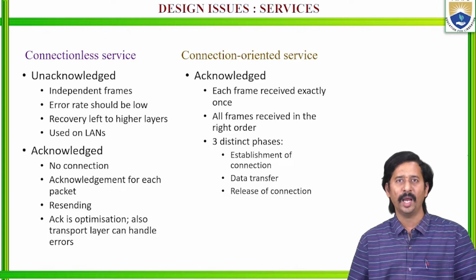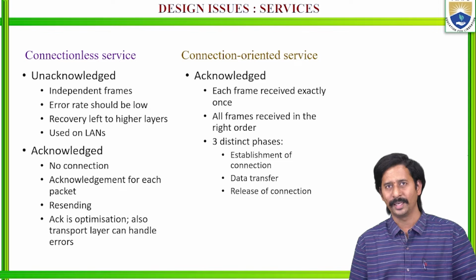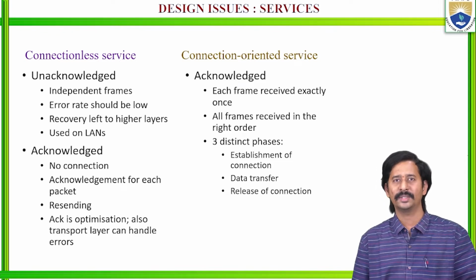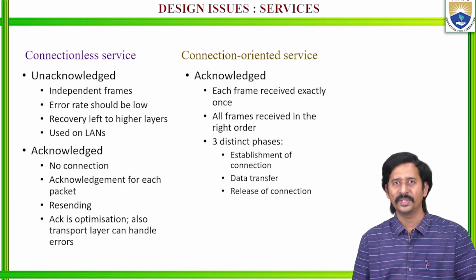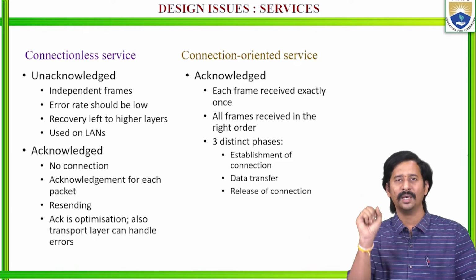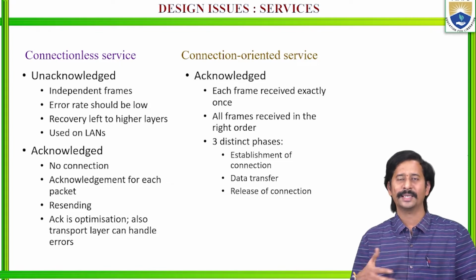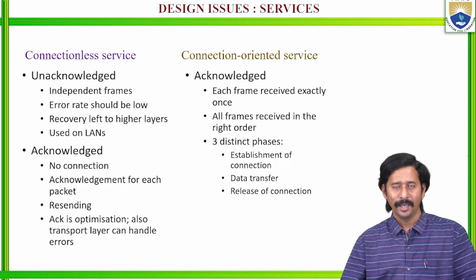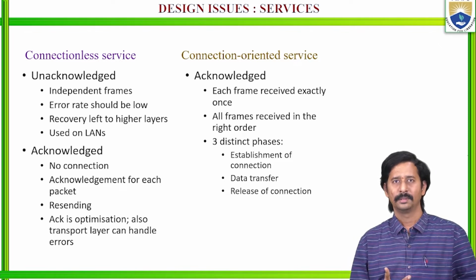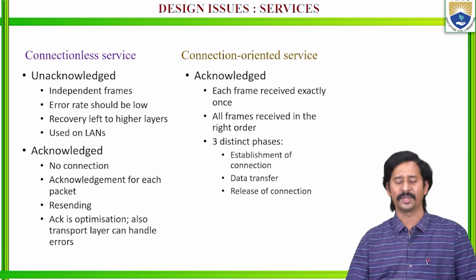The error rate should be low, but the recovery is left to the higher level layers only. If any frame is missed, then the source node doesn't know where that particular frame is missed. Similarly, the destination node doesn't know how many frames are actually transmitted from the source node. Is it right? So recovery is left to the higher layers. In general, this unacknowledged connectionless service is used in most of the applications on local area networks.